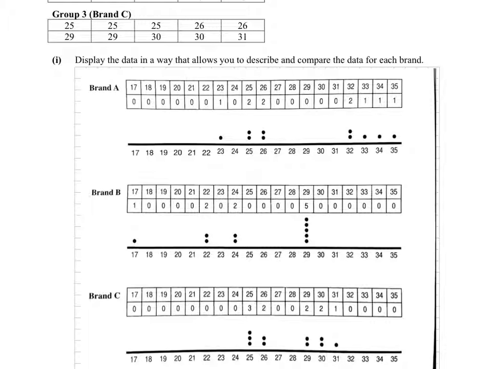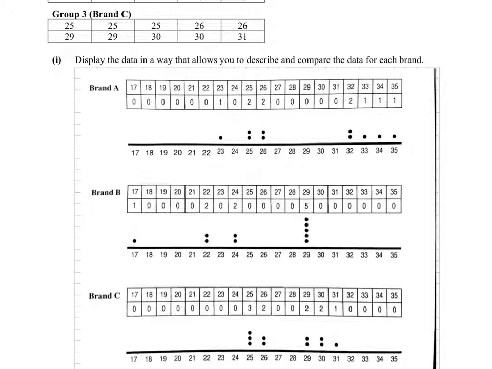Now, this question only asks to display the data in a way that would allow you to describe and compare. It's not actually asking you to describe and compare at this stage. It's only when you get into part 2 that we are expected to do that. So, moving on to part 2, you're asked to comment on which bag of jelly beans you prefer to have, and giving reasons, and you're expected to refer to the mean average value of jelly beans and also the range.